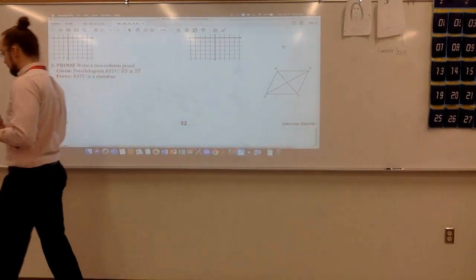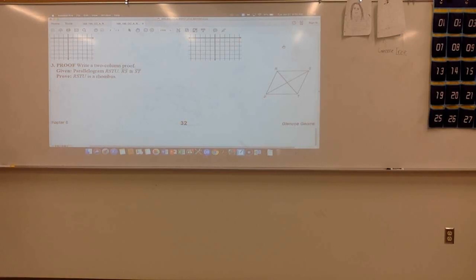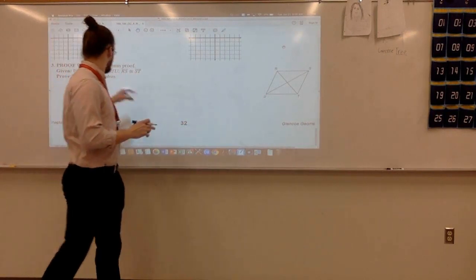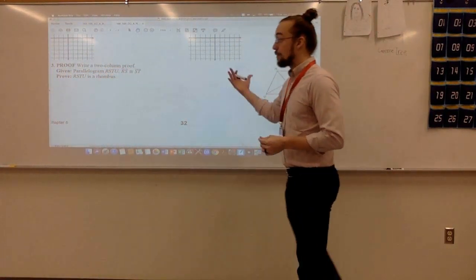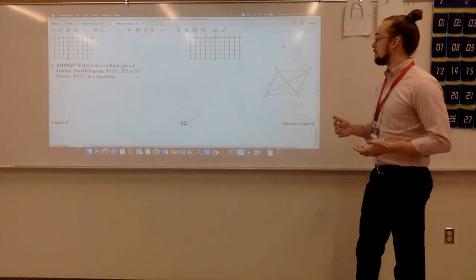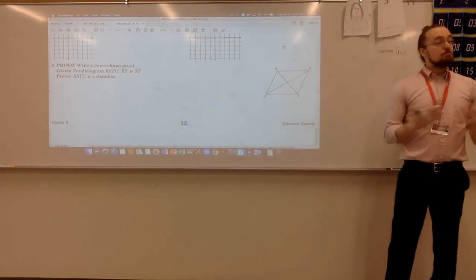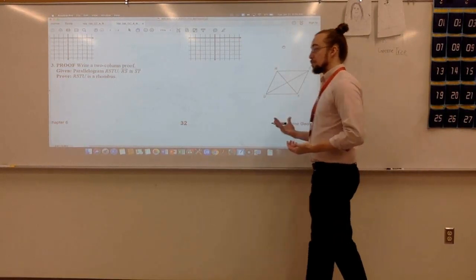In this section, a lot of the proofs are, we're given it's a parallelogram and we have to prove it's a rhombus or a square or a rectangle. On the air test, it could be, here's a quadrilateral, prove it's a parallelogram. We'll take a look at a lot of examples of that as we go. But this first one, we're given it's a parallelogram and we're given that RS is congruent to ST. We want to then prove that this is a rhombus.